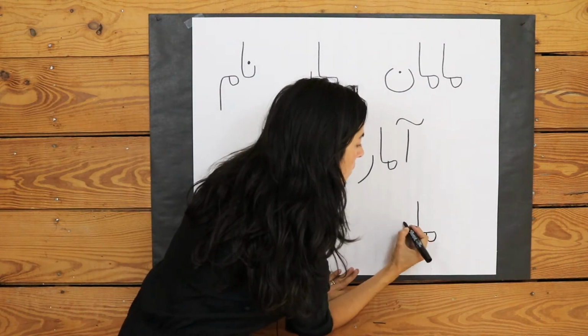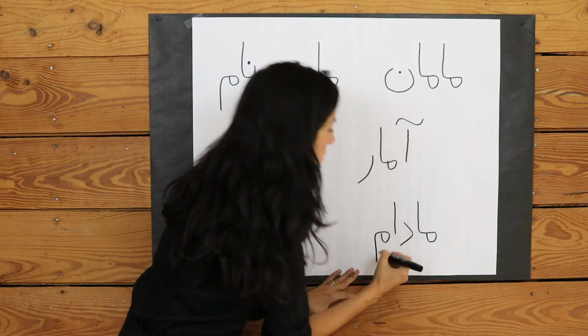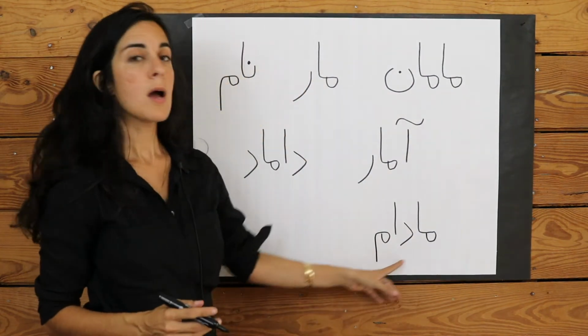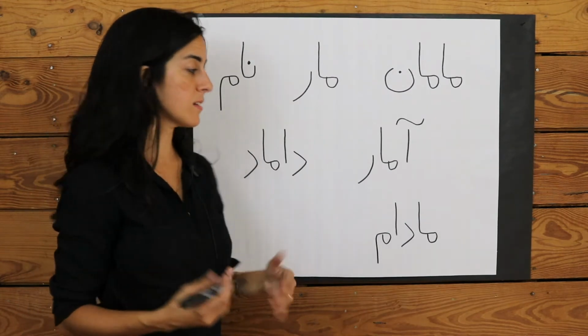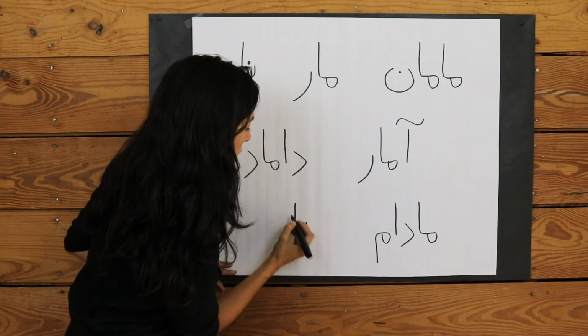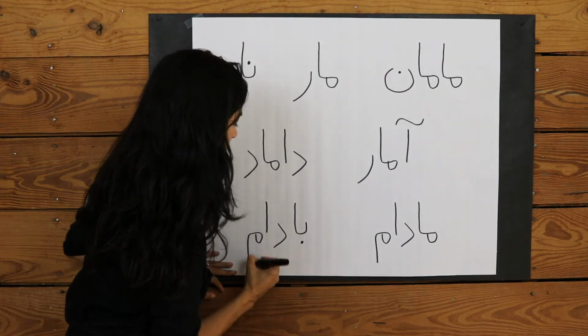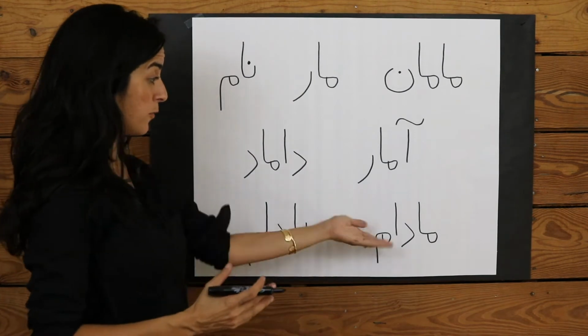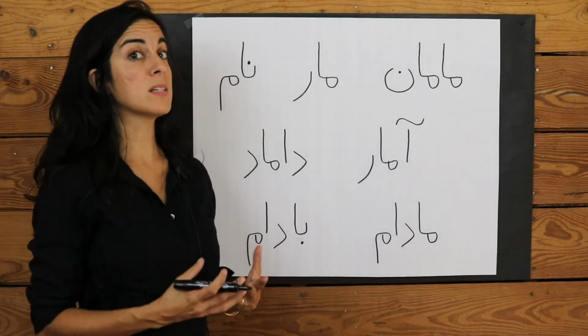Me, a, de, a, me is madam, and that means as long as. And then be, a, de, a, me. So now we're getting these very long words. This is badam, and that means almond.